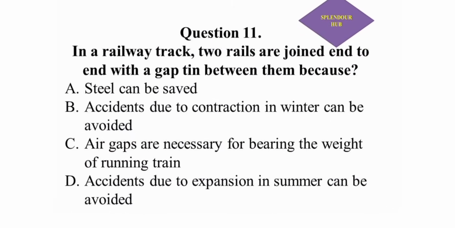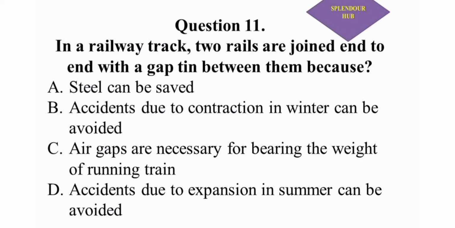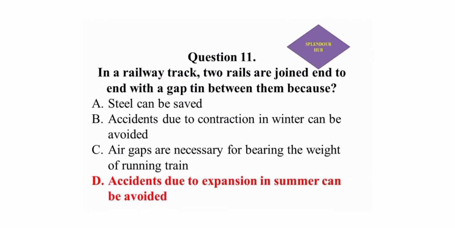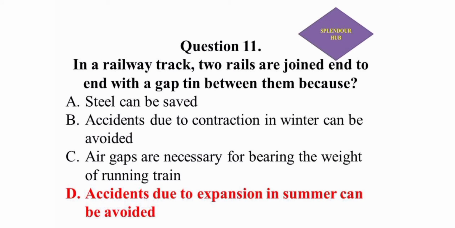Question 11. In a railway track, two rails are joined end to end with a gap in between them because option A steel can be saved, option B accidents due to contraction in winter can be avoided, option C air gaps are necessary for bearing the weight of the running train, option D accidents due to expansion in summer can be avoided. Answer: in a railway track, two rails are joined end to end with a gap in between them because accidents due to expansion in summer can be avoided.